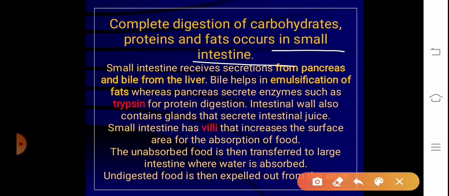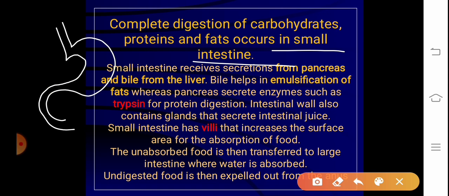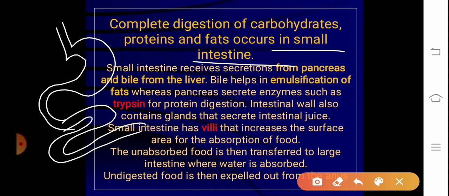So in the small intestine, the complete digestion takes place. Now, I was talking about the stomach. From the stomach, the food enters the small intestine. What is present here? What is helping? There is a muscle here, I told you. Remember, it is a sphincter muscle, right?